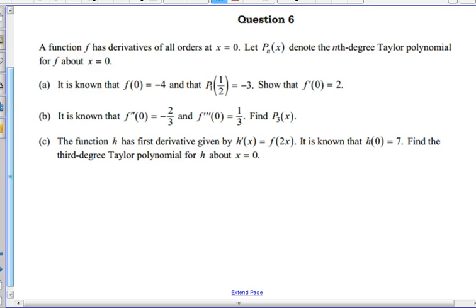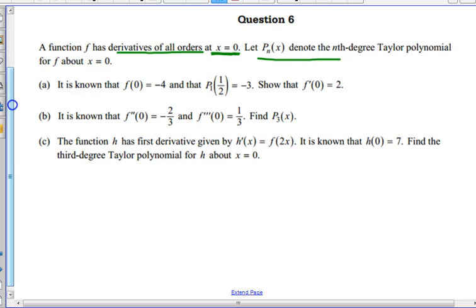A function f has derivatives of all orders. No big deal there. All orders just means it makes sense to talk about the third derivative or the fifth derivative or something like that. At x equals 0 is helpful. We're going to make this at 0, so it's a Maclaurin series. That's kind of nice.